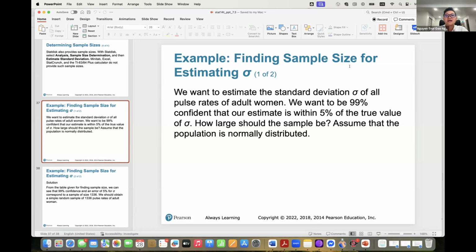Finding sample size for estimating sigma. We want to estimate the standard deviation sigma of all birth rates of adult women. We want to be 99% confident that our estimate is within 9% of the true value of sigma. How large should the sample be? Assume that the population is normally distributed.